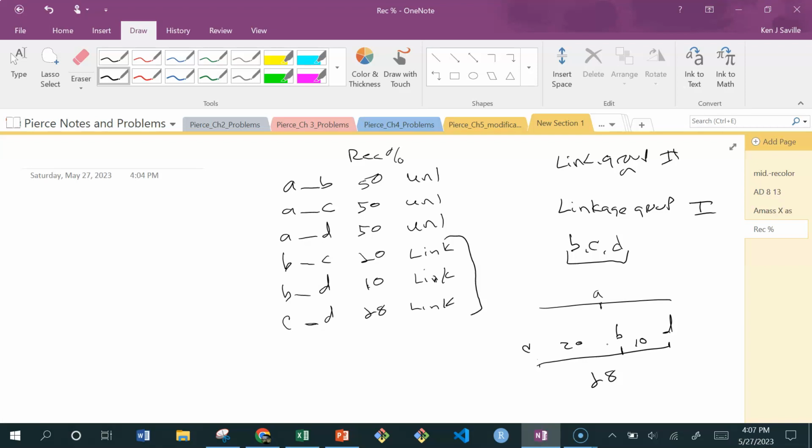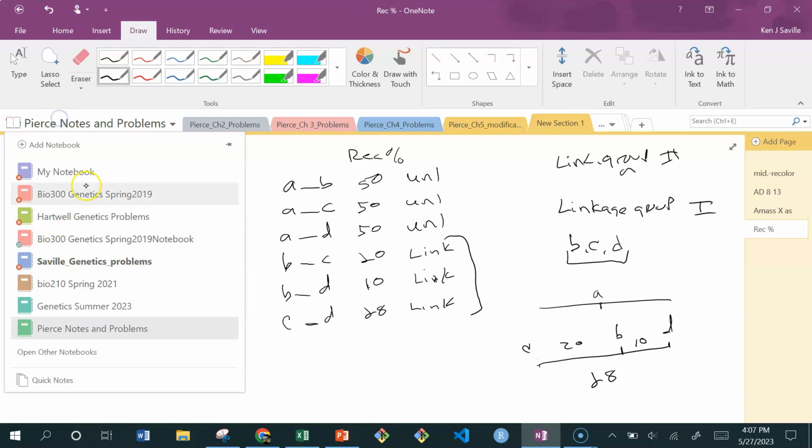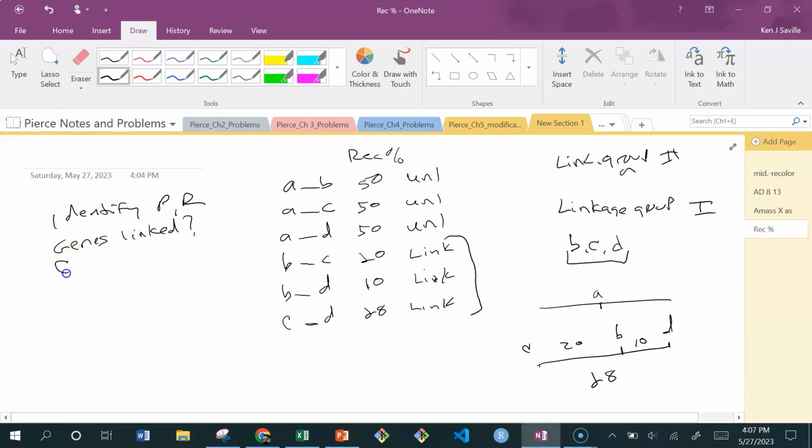All right, so I guess I'll leave it at that. What you need to be able to do is identify parents and recombinants, determine if the genes are linked or unlinked, calculate map distance or recombination frequency, and then construct a map.